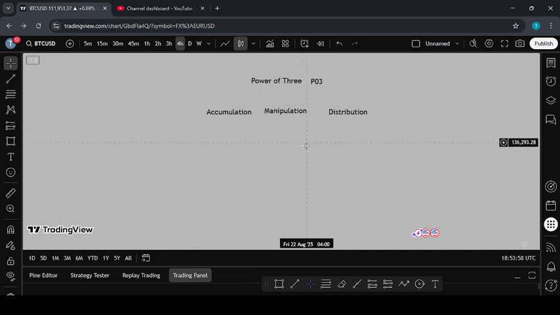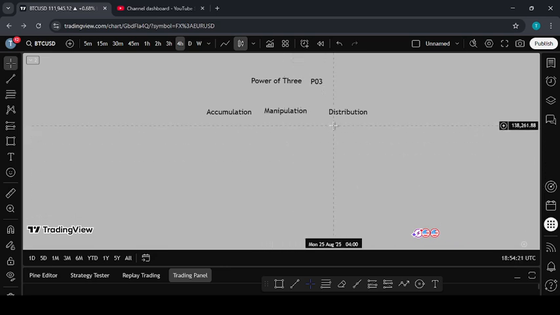Then the market breaks out of that ranging market, out of that consolidation, and that breakout is usually in the wrong direction from where it wants to go. It will break out in the wrong direction to manipulate people into thinking we are buying or we are selling. Then the market will reverse and go to its intended direction.